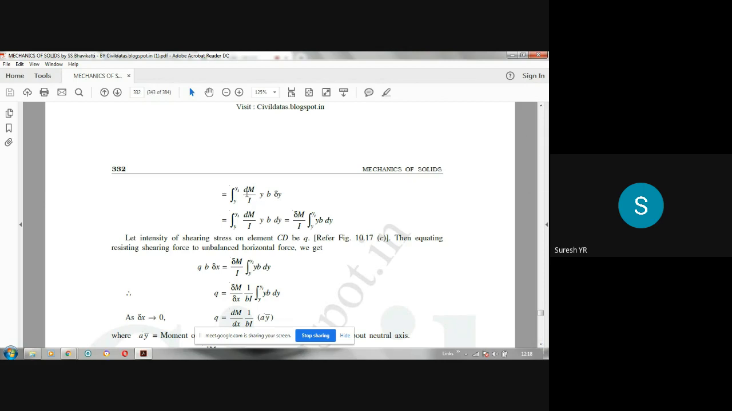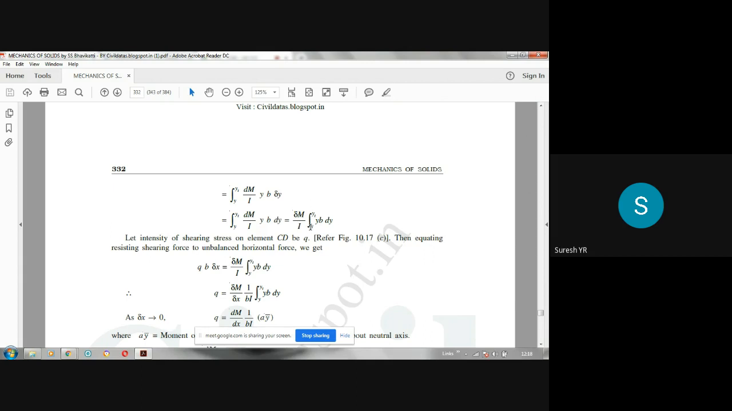Here dM and delta M are all the same; it is just a printing issue. So this is delta M. Now delta M can be taken outside the integral, since only y is the variable. Then what happens? You get delta M by I into the integral of y into b into dy.